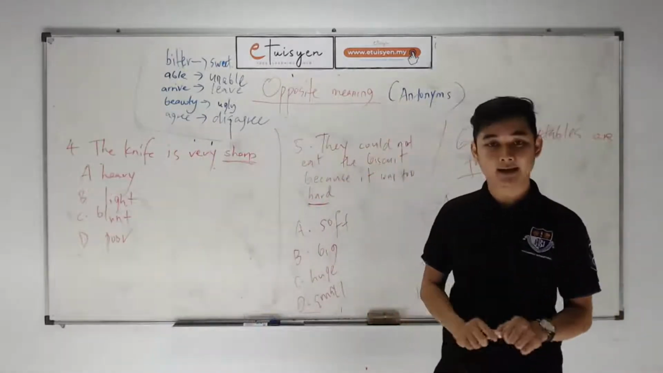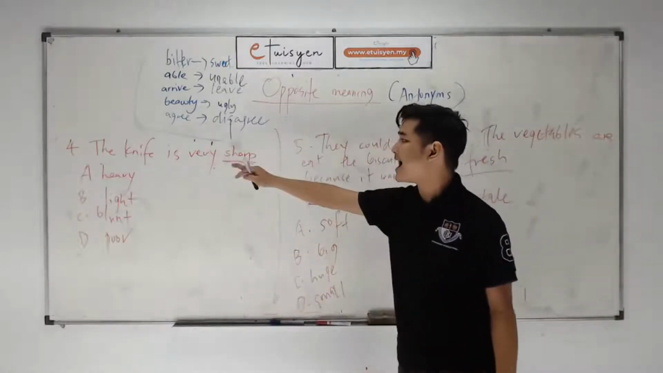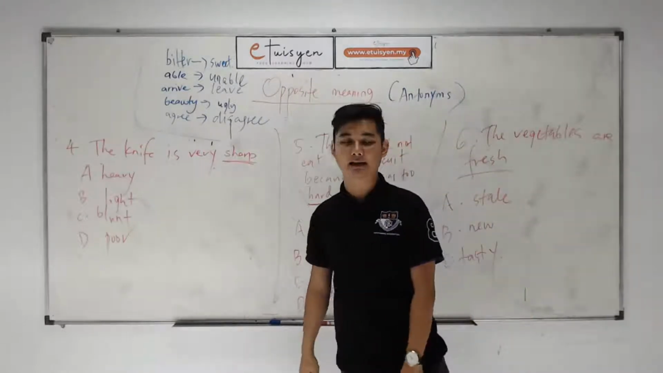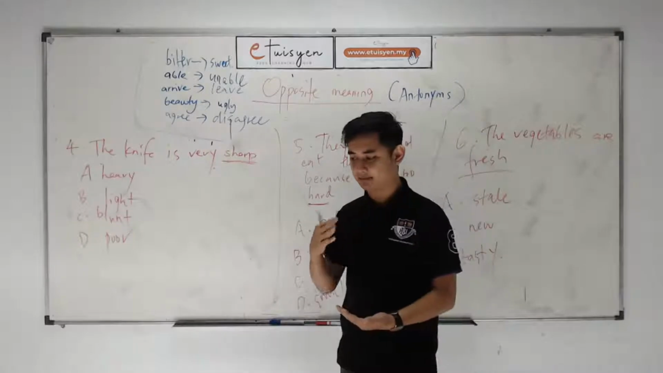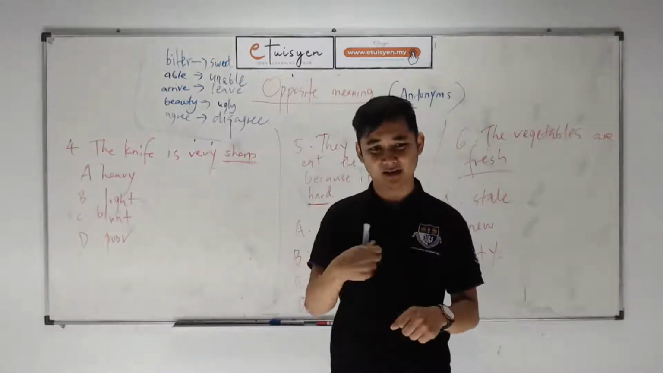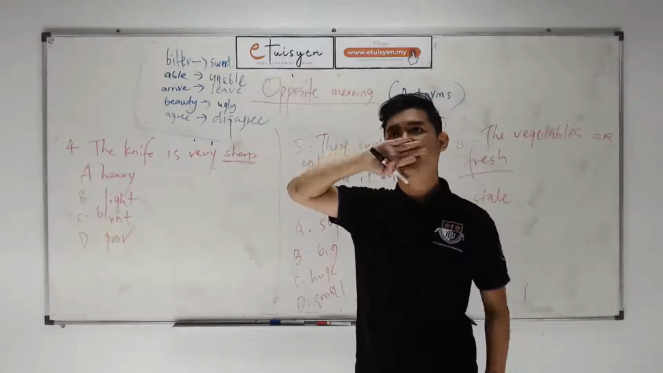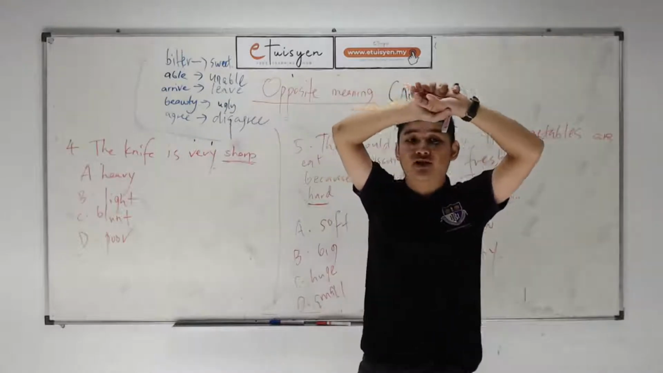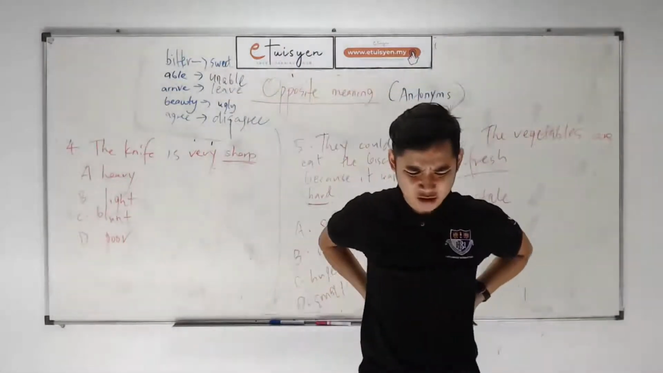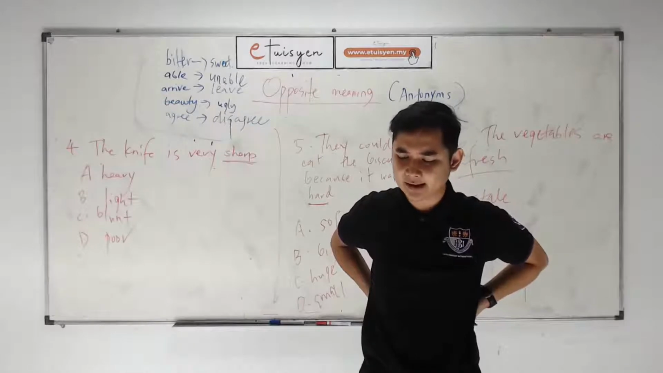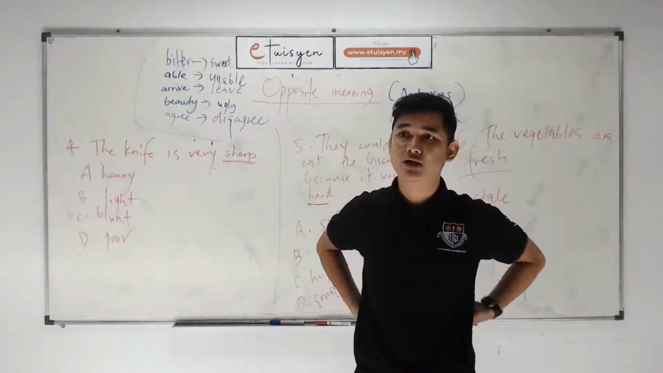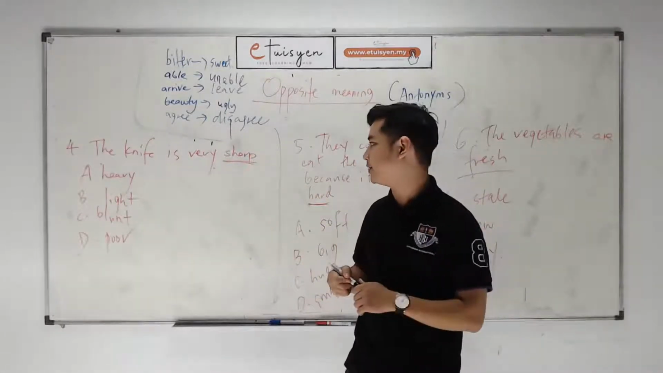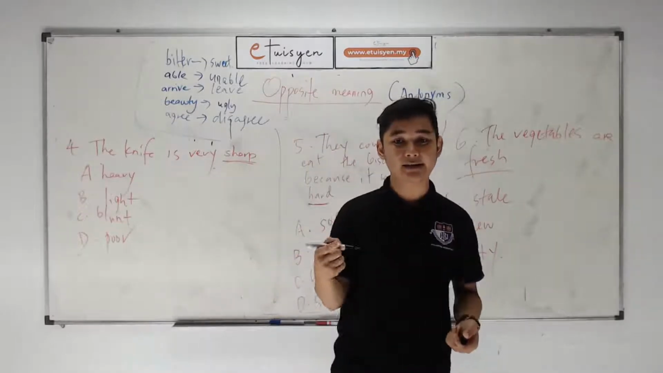Okay, let's see. The knife is very sharp. Sharp dekat sini tajam. I mean kalau dalam konteks lain kita boleh cakap sharp is a brain, brain sharp, pancuan, tepat. Okay, the knife is very sharp, tajam. Okay, kita tengok. Heavy. What is heavy, guys? Heavy is berat.